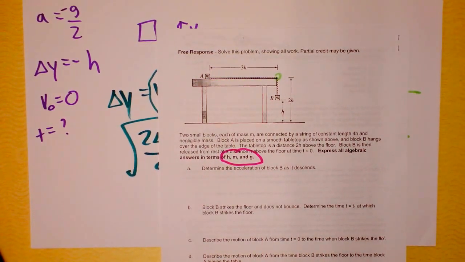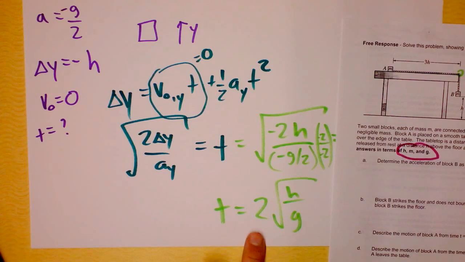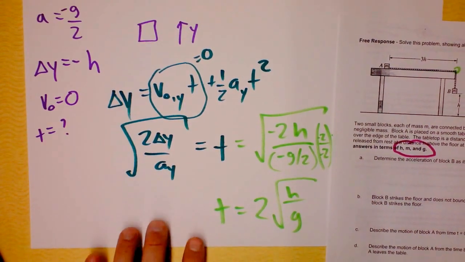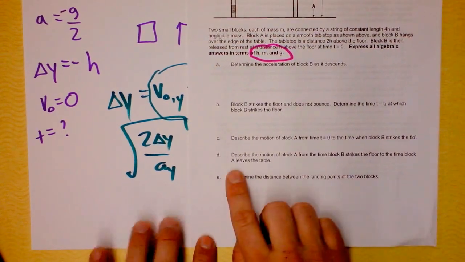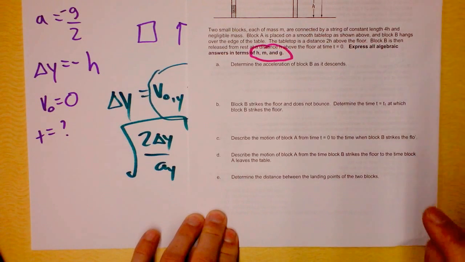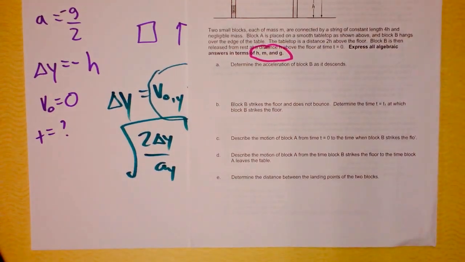And, oh heck, we know how long it's been accelerating also. For that time right there. Yeah, so we actually know a lot about block A, which is going to come in handy when we get to the later parts. But let's read problem D. It says, describe the motion of block A from the time B hits the floor and the time A leaves the table. Now you understand, B hits the floor, boom, what happens to the tension?